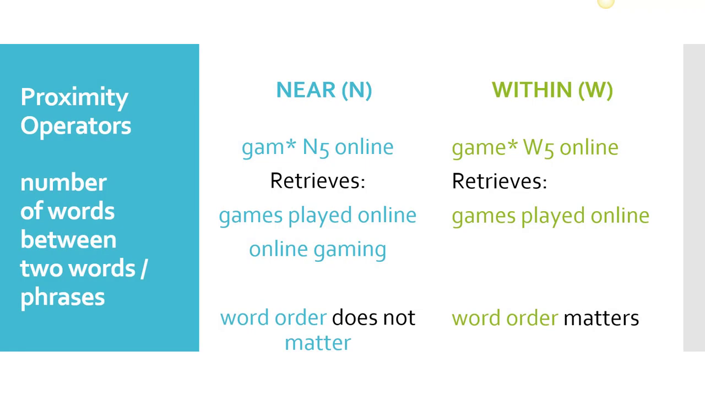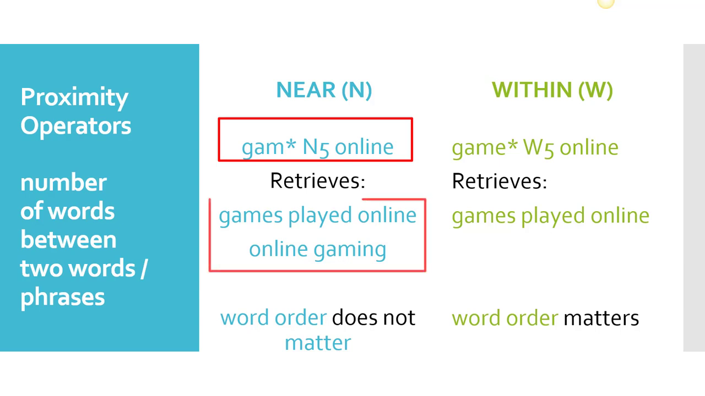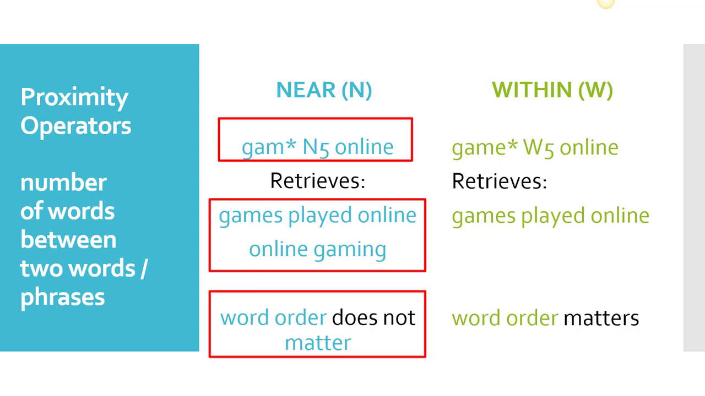A proximity operator helps you to find one word or phrase in relation to another word or phrase by stating the number of words between them. The first one I'm going to talk about is NEAR, so that if I'm looking for game or a truncated version of game near the word online, when I put the N5, that's going to look for it within 5 words of one another. So game N5 online will find games played online or online gaming. And you'll notice that with NEAR that the word order doesn't matter, so that I can go both ways.